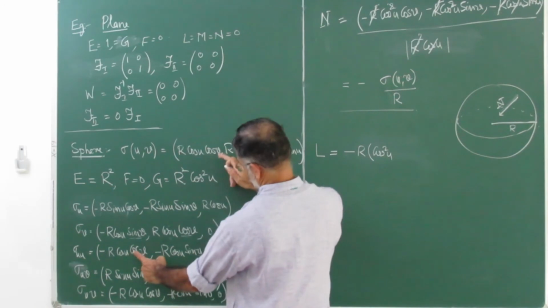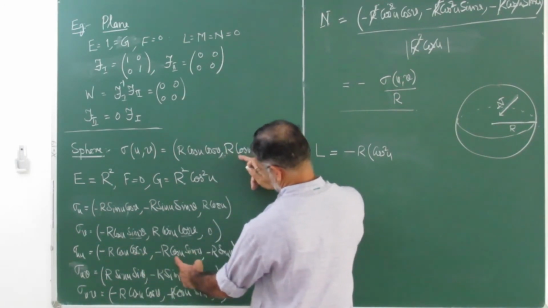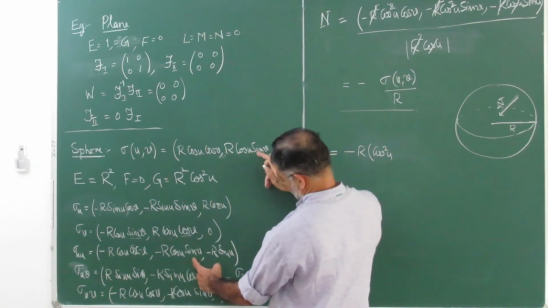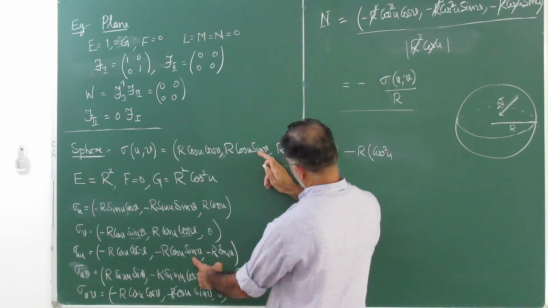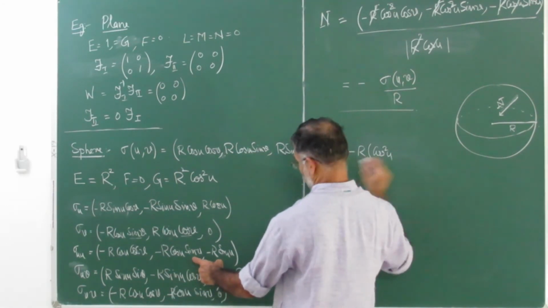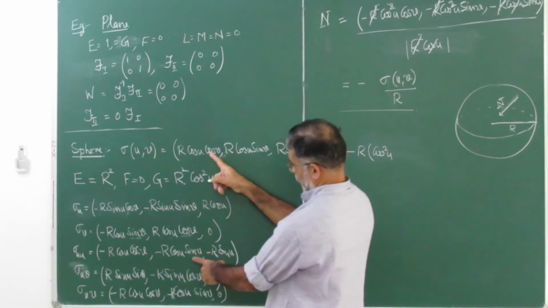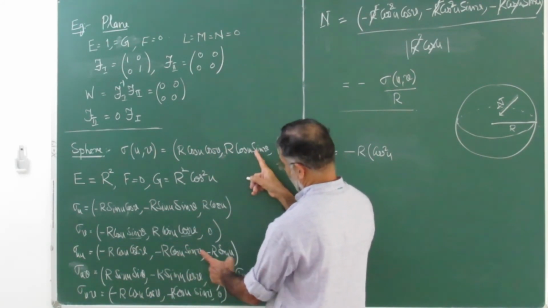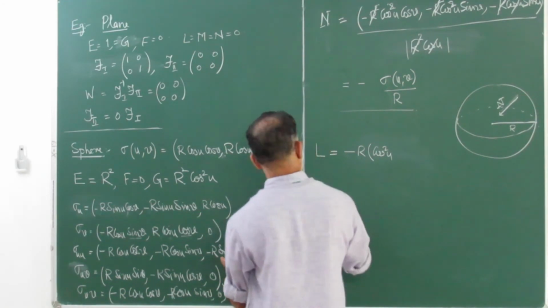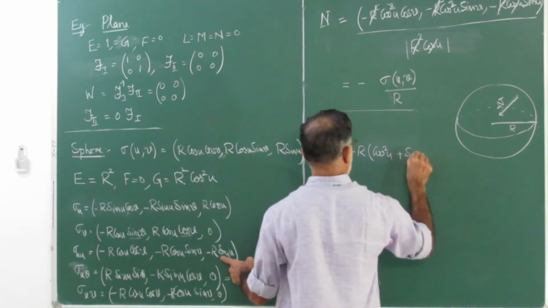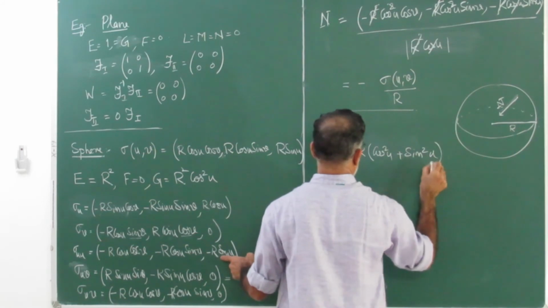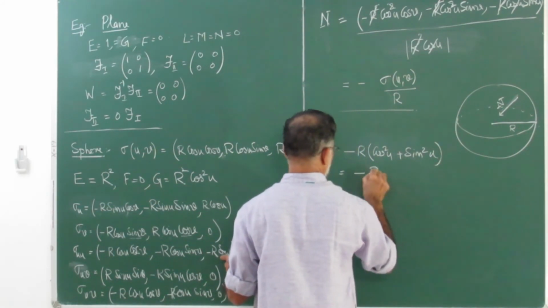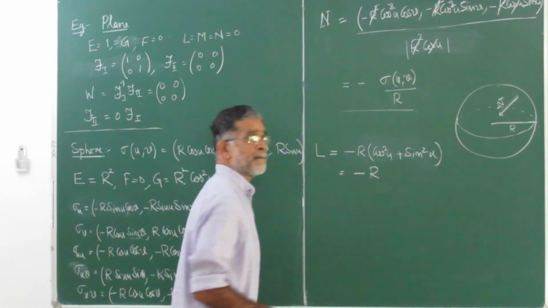Cos square u, cos square v. Next one is cos square u, sin square v. So that will be just cos square u. Cos square u, cos square v plus cos square u, sin square v. And the last one is plus sin square u. So that's equal to minus r.